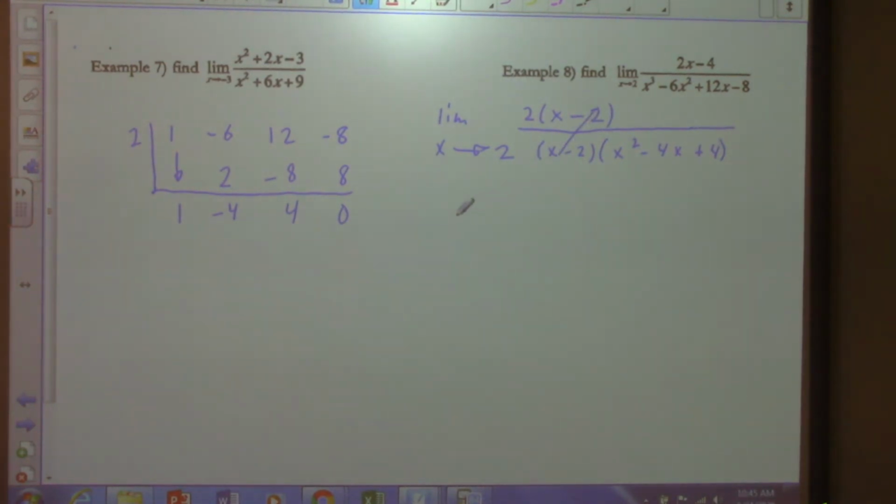So here we have -4, -8. This will be 4 here and 8. So that's 0. So what we're going to have is x minus 2 over x squared minus 4x plus 4. Does that seem right? Yes. When we plug in, we get 2 in the numerator, and in the denominator 2 squared minus 4 times 2 plus 4, so 4 minus 8 plus 4. That's 0. So we know this limit also does not exist.